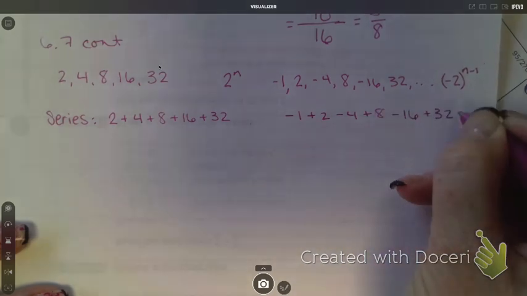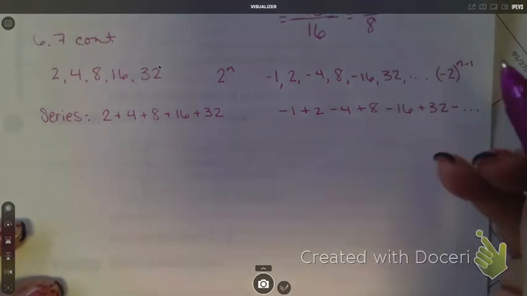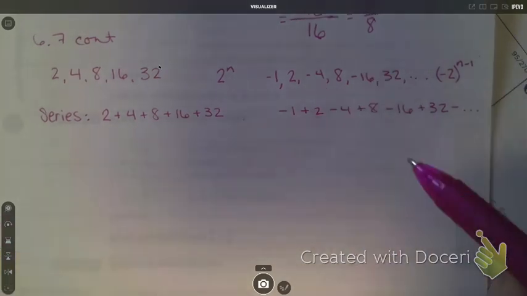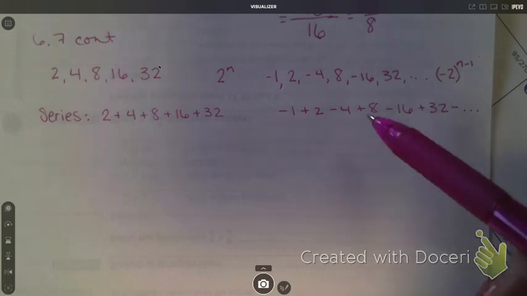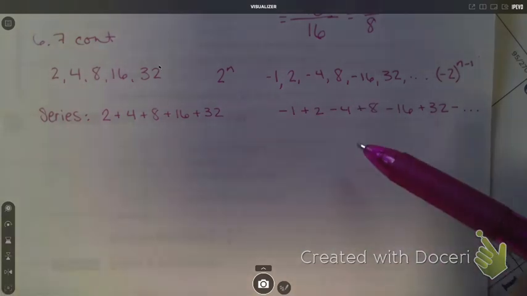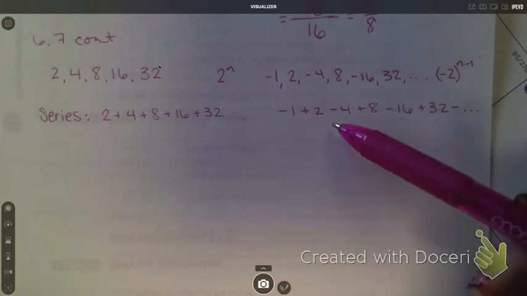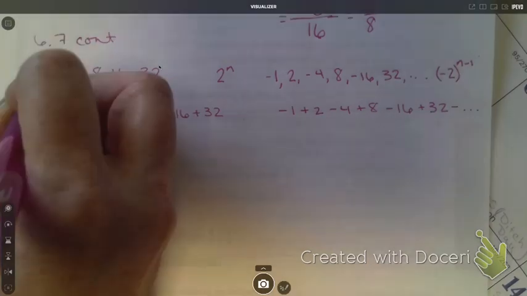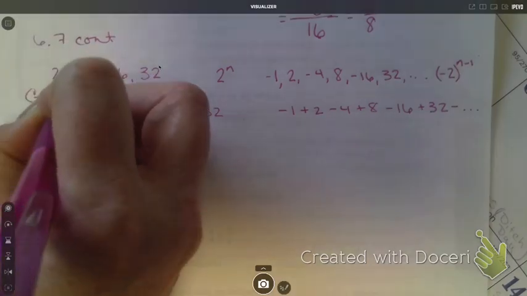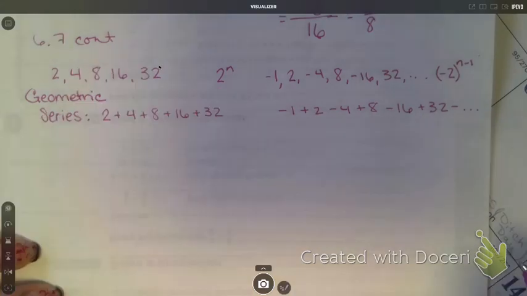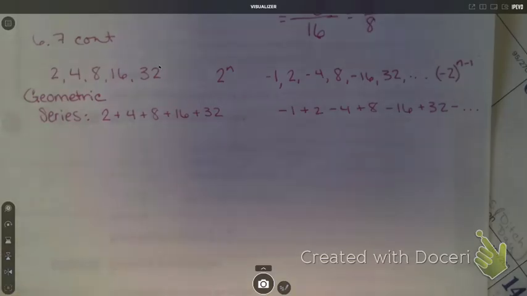What's the difference? I had what kind of numbers in here? Negative numbers. So that gives me positive and negative numbers. The only time a series could have positive and negative numbers alternating like that is if it is a geometric. We had arithmetic sequences before that had a common difference. Geometric has a common what? Did we talk about all day yesterday? Common ratio.